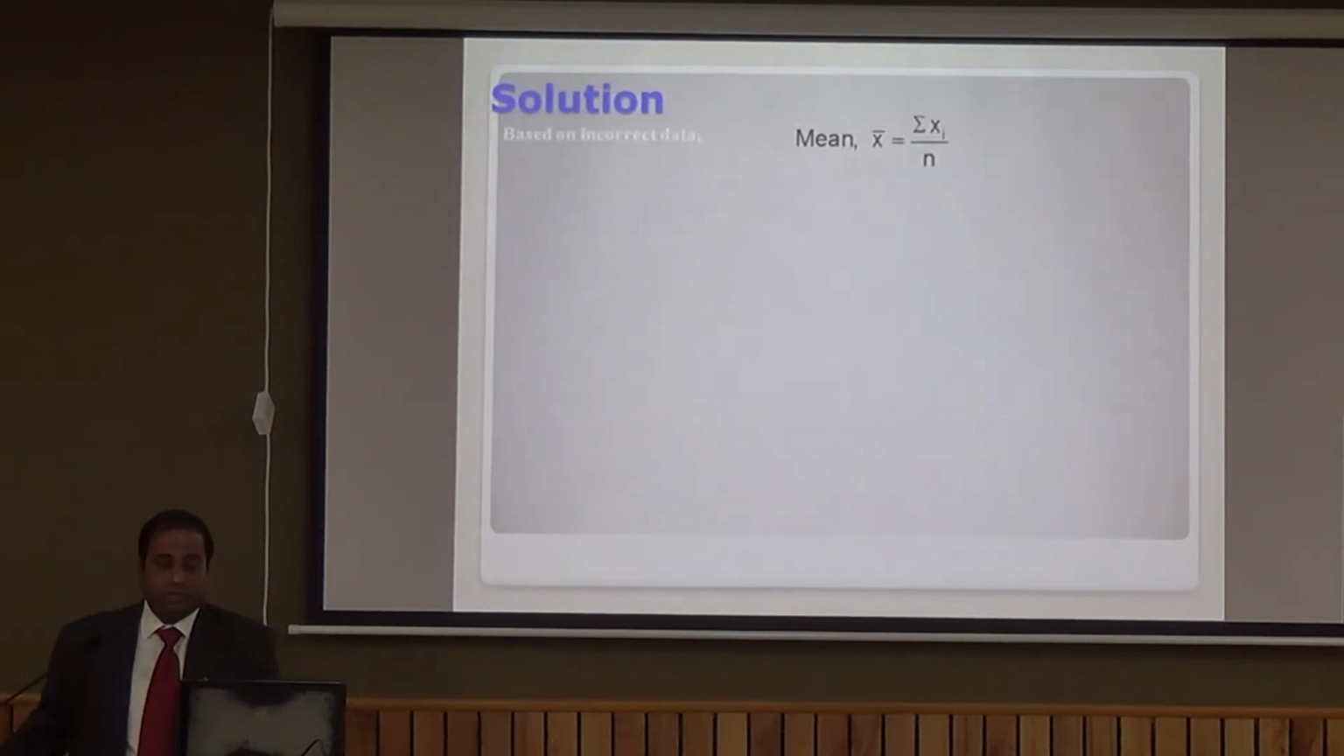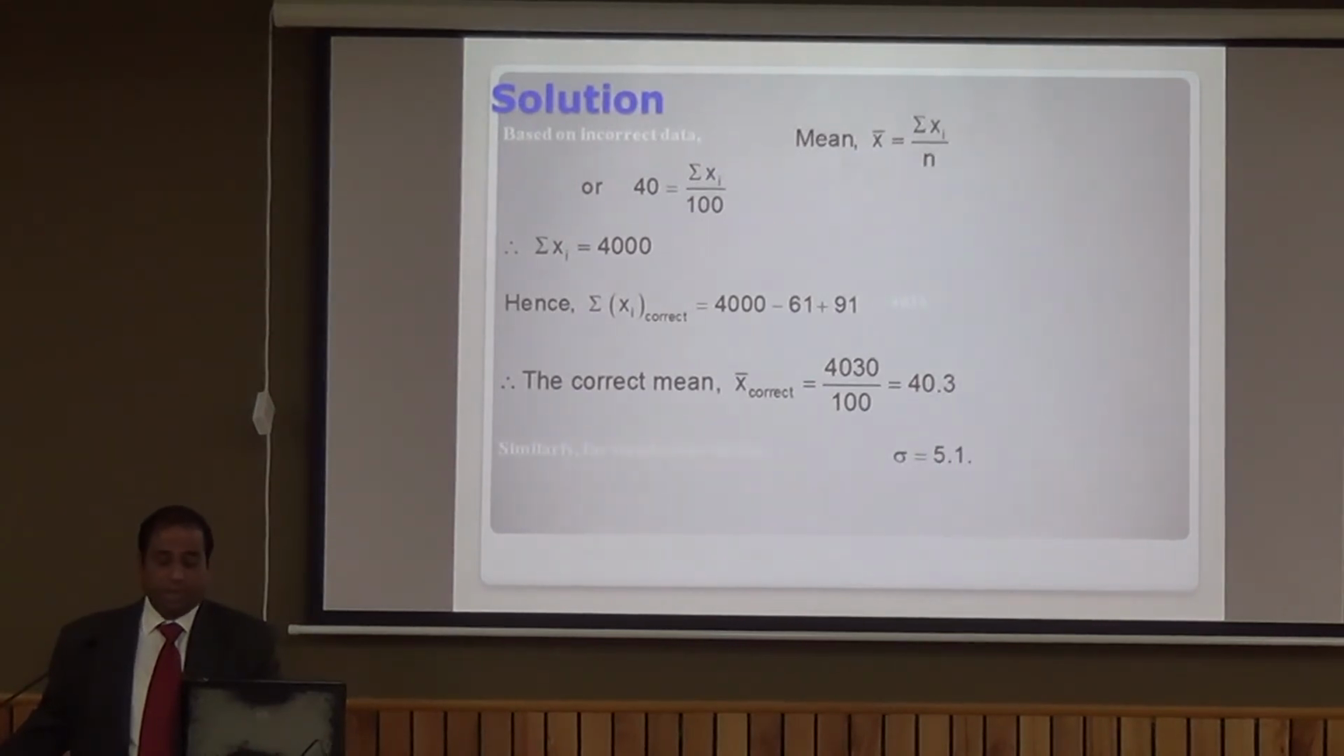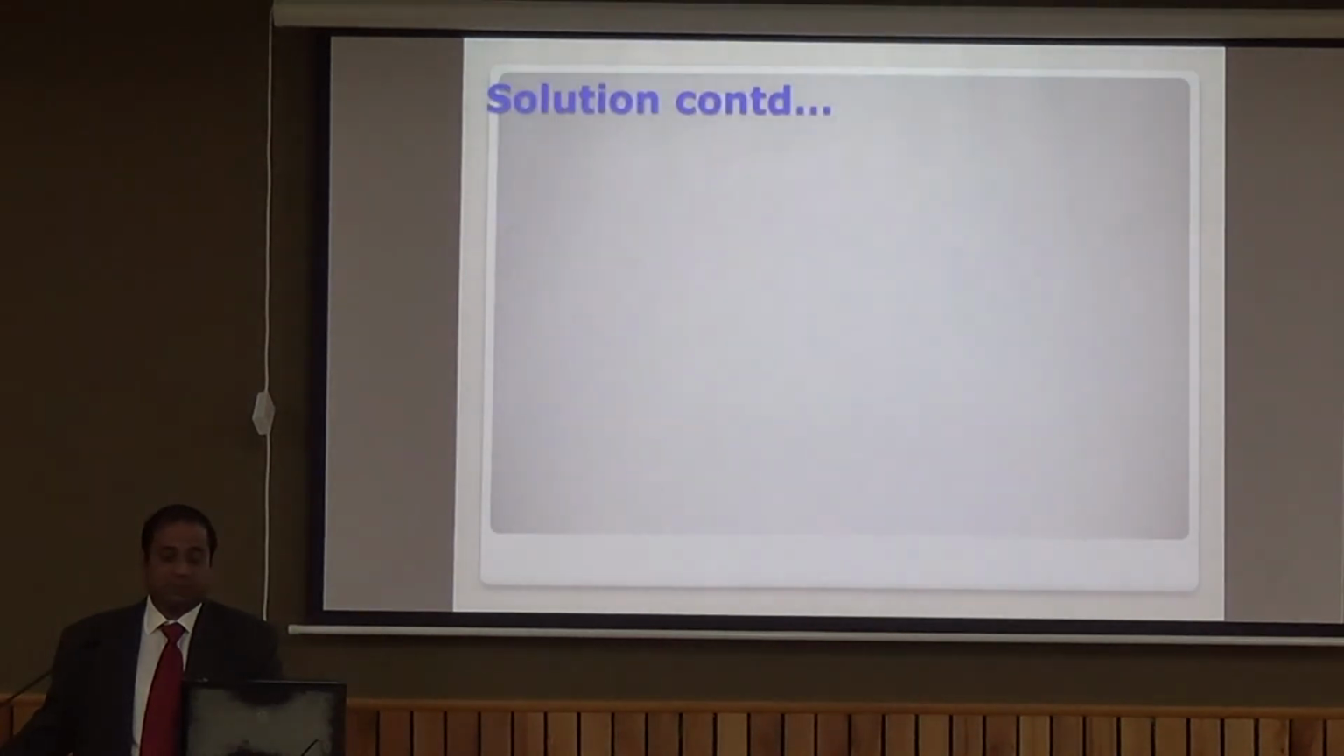So for that we need to find out the incorrect mean by the formula sigma xi upon n, and we calculate the summation of xi, which becomes 4000. Now we calculate the correct value of the summation xi. That's 4000. We will subtract the incorrect value and we'll add the correct value. So we get the correct mean by the formula summation xi upon capital N, and we get 40.3. In this way we can calculate the standard deviation, that is 5.1. Here the variance is 5.1 whole square, 26.01.